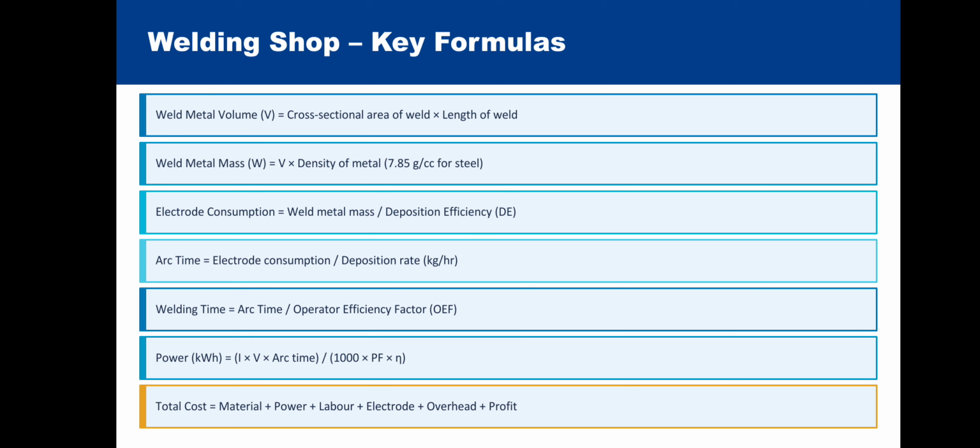So once again I read, total cost is the total expense included in the material, power, labor, electrode, overhead and the profit. All are included in the total cost or are calculated. And so we can find out the total cost of the material.